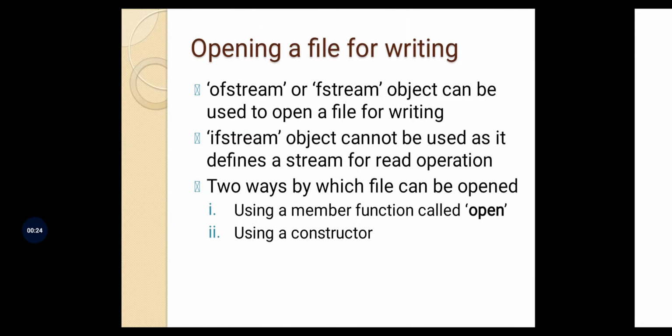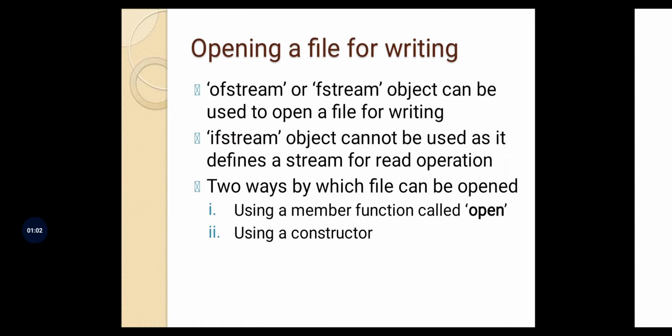Now, in order to open a file for writing, we can use either the ofstream class or the fstream class, right? Now we need to create our objects first, and using that object we'll be performing write or read operations. However, the ifstream class can be used for only the read operation, whereas the ofstream class can be used only for the write operation. But fstream can be used for both read and write.